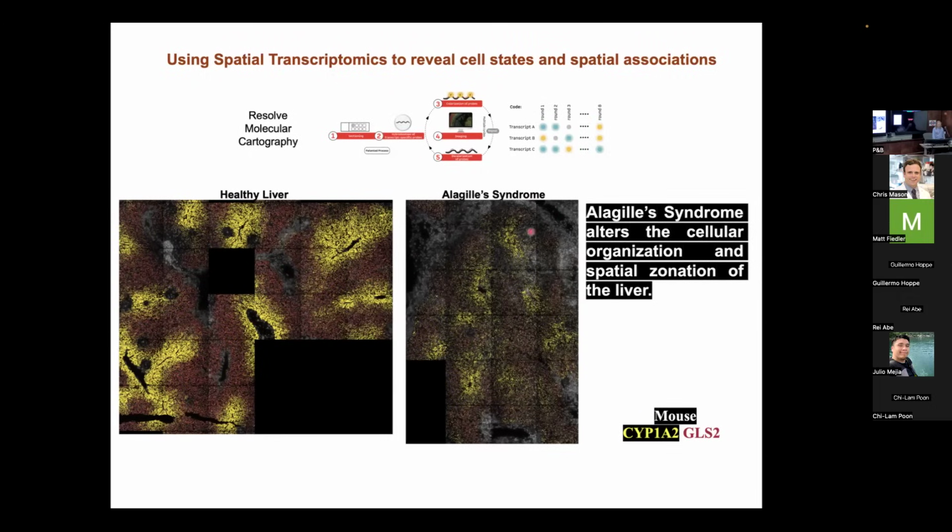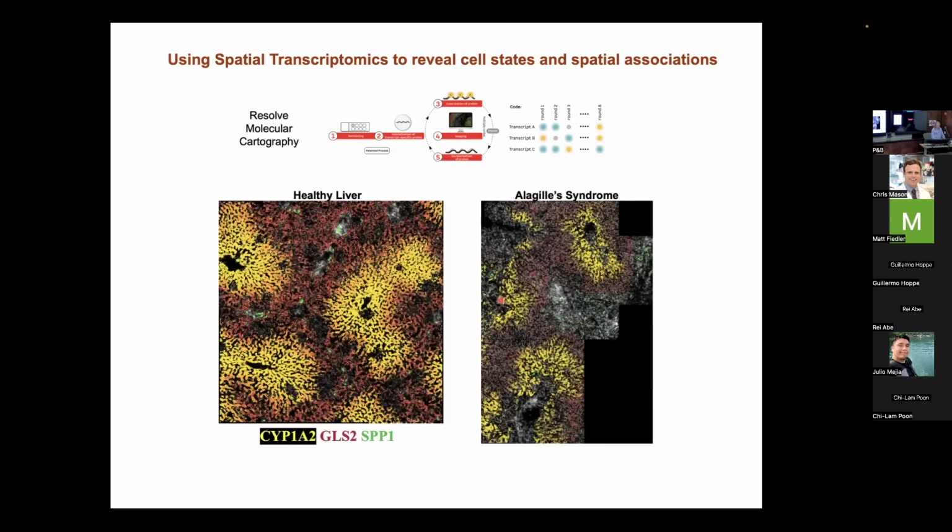The thing that we see in Alagille's is that the expression level is lower, and the areas are collapsed within themselves. So it's telling us that the zonation, or the composition of the liver and the way it's organized, is a little different in Alagille's than it is in normal healthy liver.